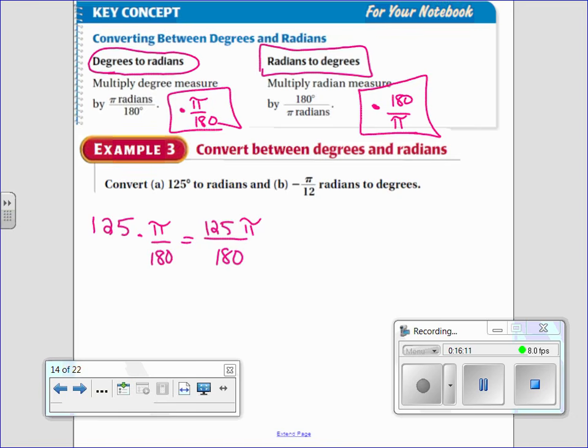15? Nope, 15 doesn't work. I think 5 is actually the biggest number, so divide the top by 5 and get 25. Divide the bottom by 5 and get 36. And I think that's about as far as you can go.